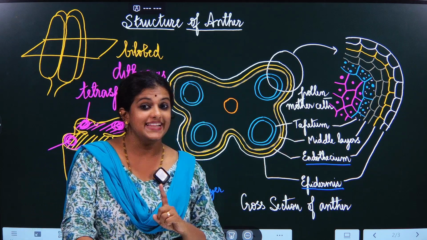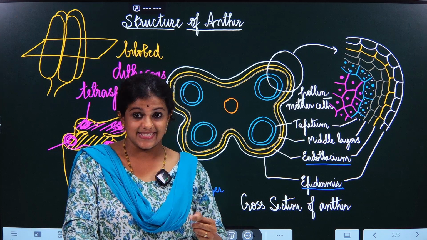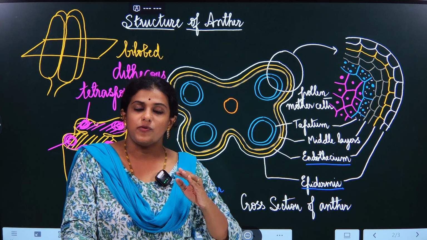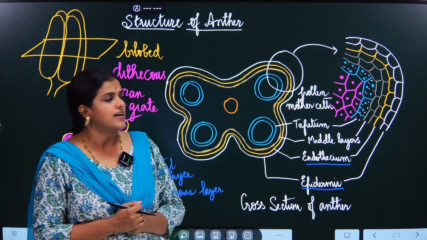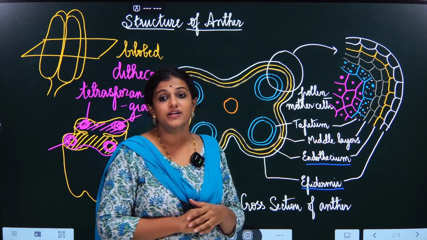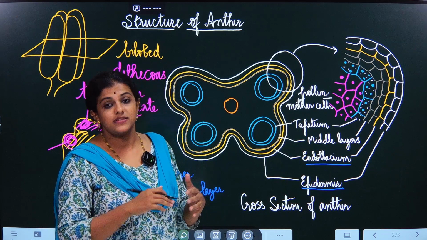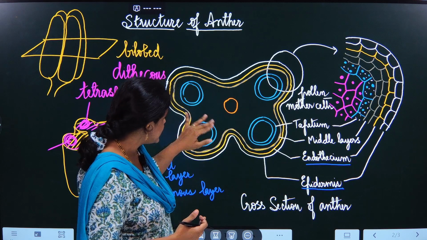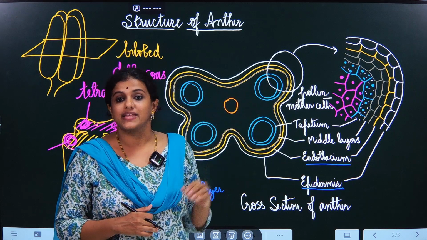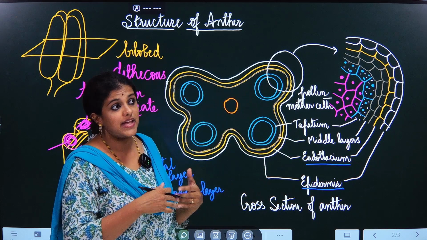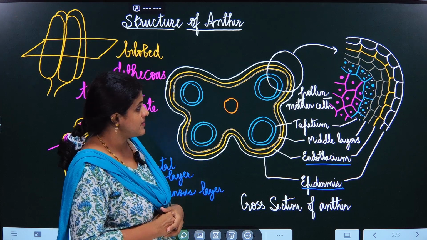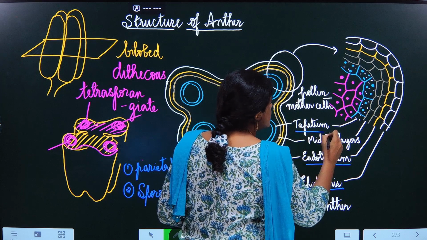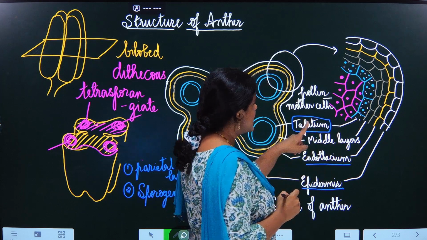Then next to that are the middle layers. I am not telling middle layer, but middle layers. So what does that mean? It is not just one layer. It is made up of 2 to 3 layers, which is meant basically for nourishment of the pollen grains. There are developing pollen grains in these spots, right? So they are giving nourishment for those developing pollen grains. And innermost, the most important one is tapetum.